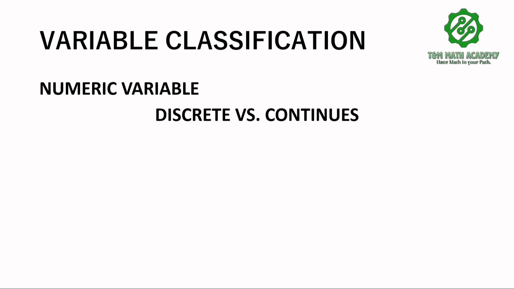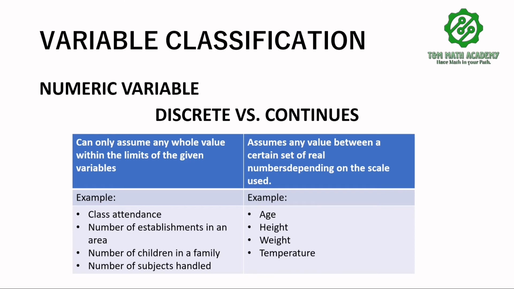Let us differentiate discrete and continuous variable. So, this is under numeric variable, no? Subclassification. Discrete variable can only assume any whole value within the limit of a given variables. Like for example, class attendance, number of establishments in an area, number of children in a family, and number of subject handled. So notice that all of these examples represents whole numbers. Okay? Key terms for discrete variable, whole number. Okay? Kunin natin itong example na to dito na number of children in a family. So, pag tinanong tayo, ilan yung anak ni Aling Maring? 3. So, wala ka namang sabihin natin 3.5, ano?